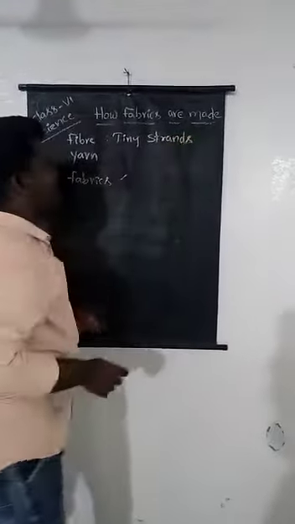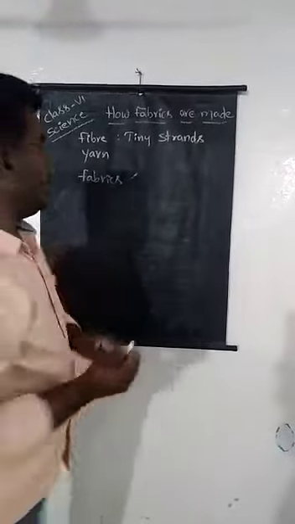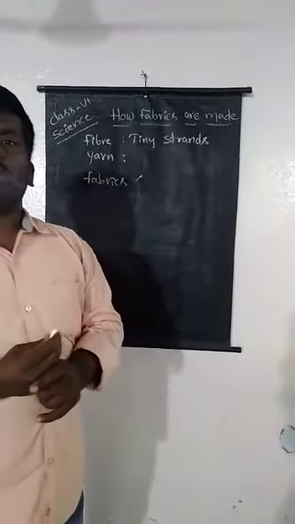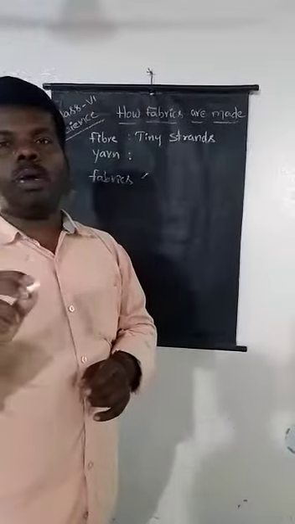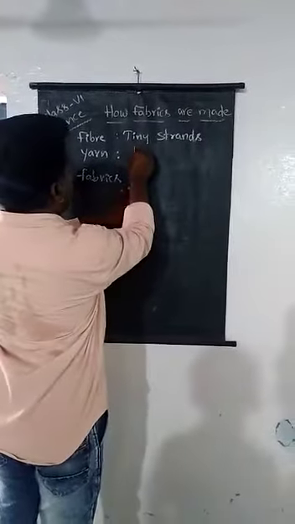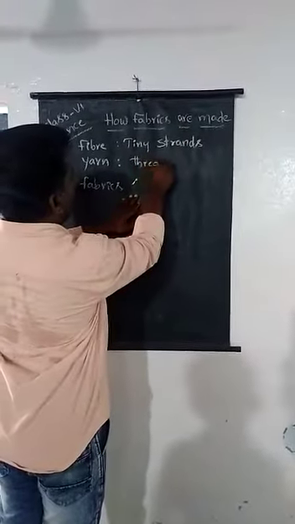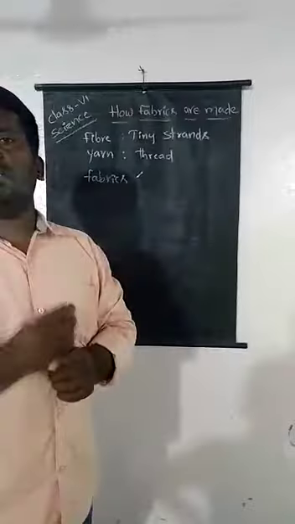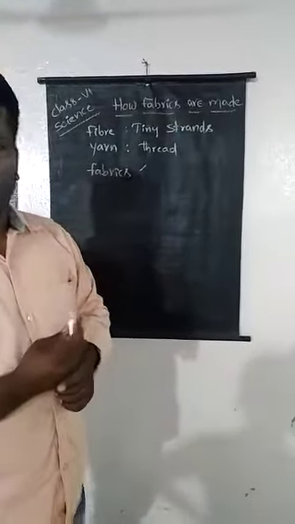A tiny strand-like structure is called a fiber. And what is yarn? Yarn means a thread-like structure. A long, flexible, thread-like structure is called yarn.